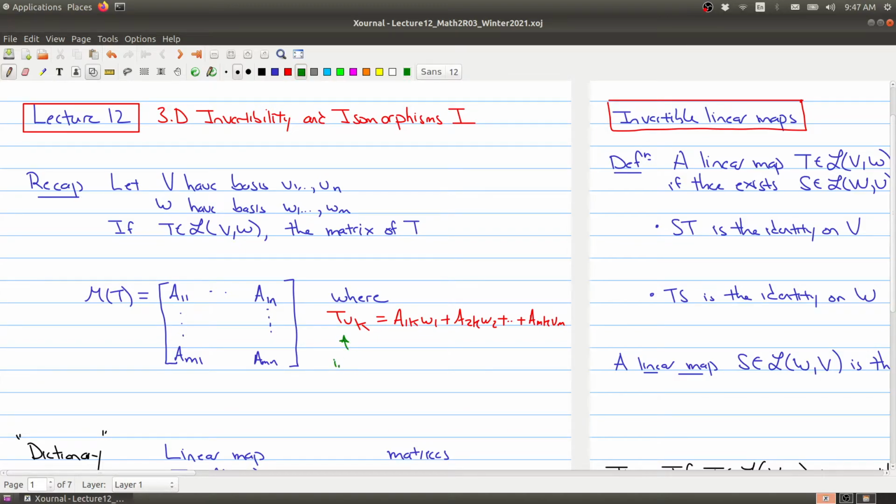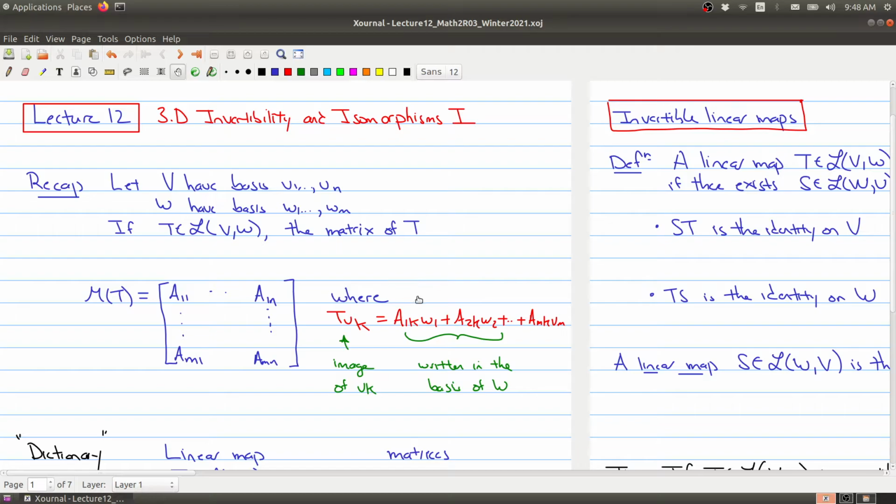Let's give some names to this stuff. This is the image of Vk under the map, and what we've done here is express it in the basis of W. You want to think of all of these coefficients, A1k, A2k, all the way down, as becoming the kth column of the matrix of T. So that's what we learned last time.